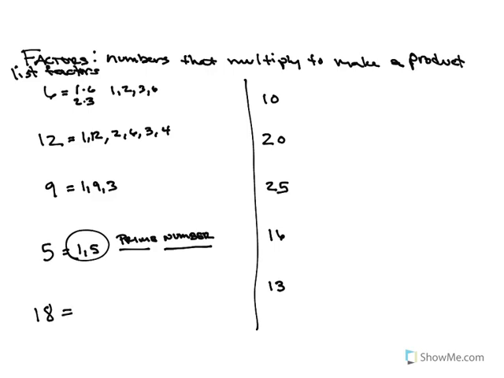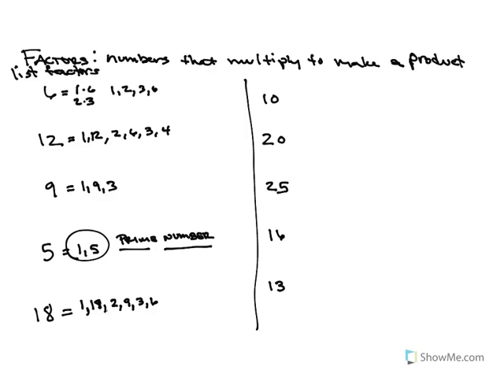So then we have 18. What are the factors of 18? Pause it and see if you can do the factors of 18. Okay, so for 18, we should have 1, 18, 2, 9, 3, and 6. And those would be our factors of 18.